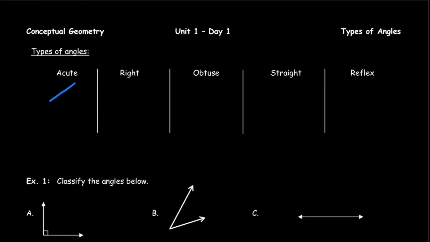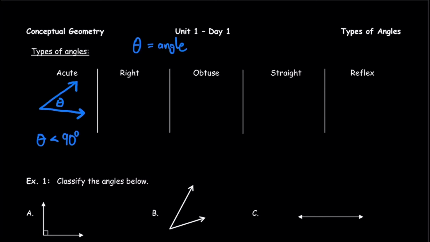An acute angle looks like this. I'm going to use this symbol here. This symbol is called theta, and when you see this, that just means an angle. The angle measure of an acute angle is less than 90 degrees. So I'm going to say theta is going to be less than 90 degrees. So 1 all the way up to 89.9 will be an acute angle.